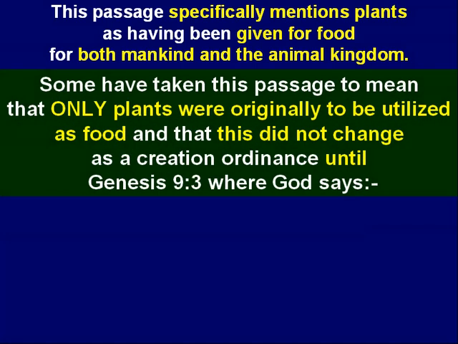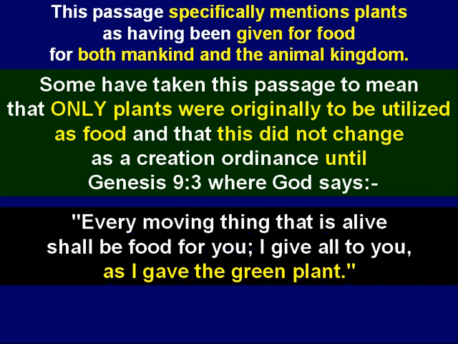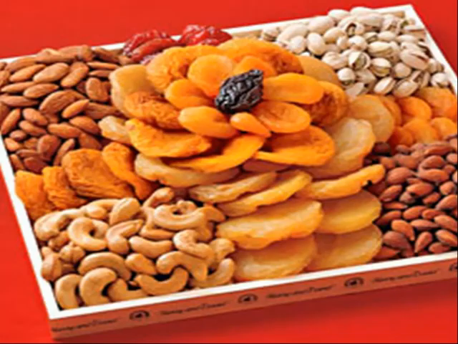Some have taken this passage to mean that only plants were originally to be utilized as food, and that this didn't change as a creation ordinance until Genesis 9:3, where God says, "Every moving thing that is alive shall be food for you. I give all to you as I gave the green plant."